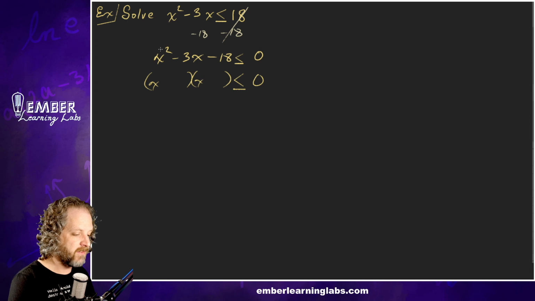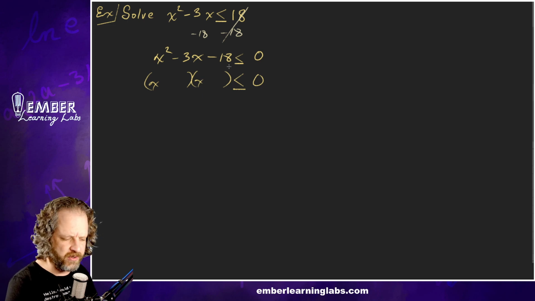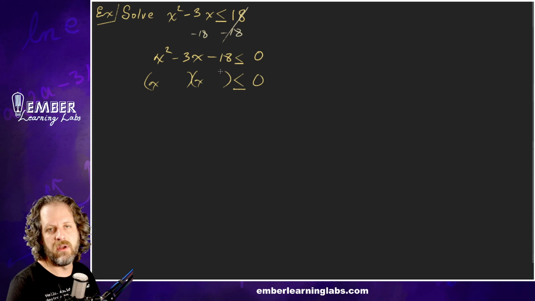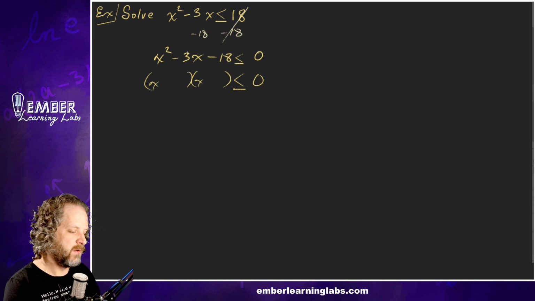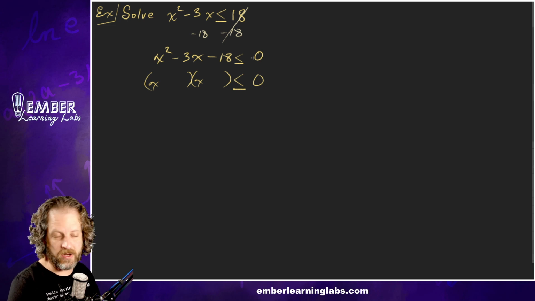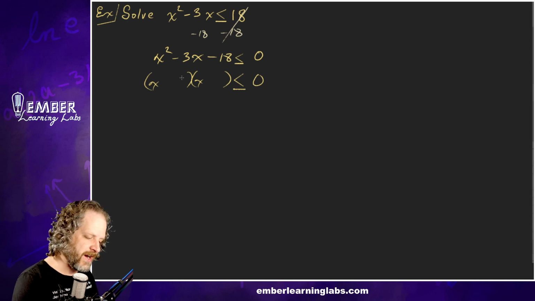x times x is x squared. For 18, we could do 6 and 3, 9 and 2, or 18 and 1. Any of those. 6 and 3 sounds promising, so let's try 6 and 3 and see what happens.